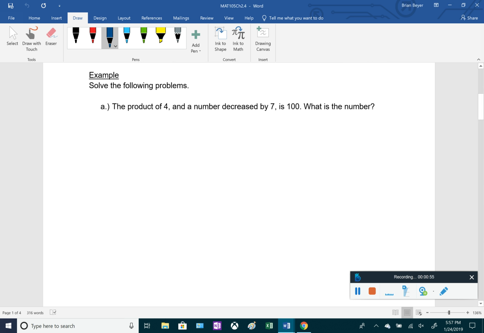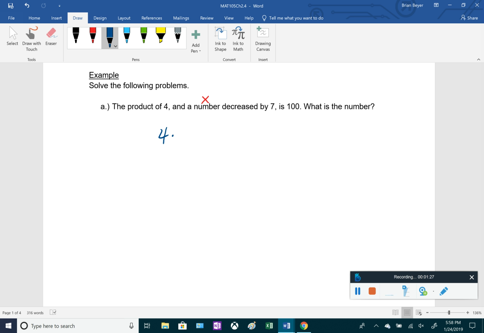So the first one here, we have the product of 4 and a number decreased by 7 is 100. What is the number? So we have the product. The product means multiplication. So we're multiplying 4 times something. We're multiplying 4 by a number. So the number is going to be our variable x, by a number decreased by 7.